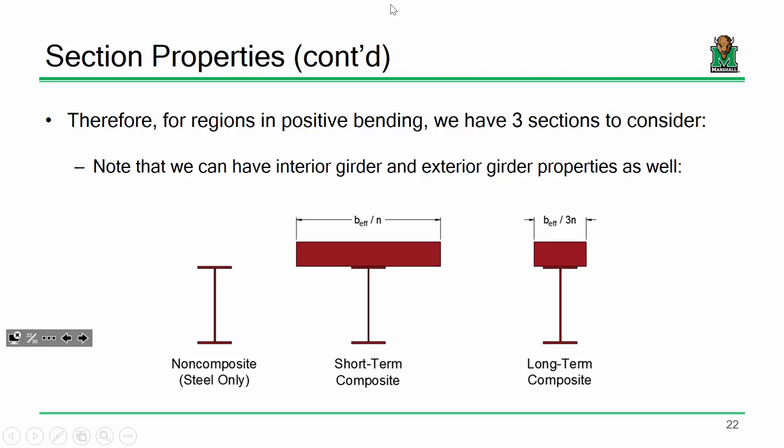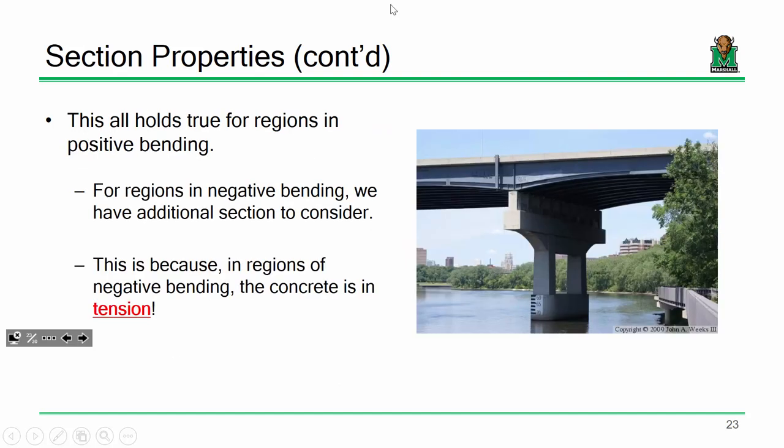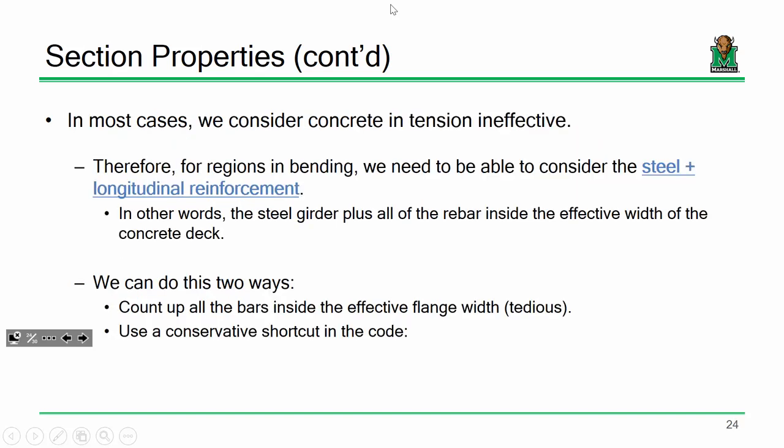All right. Now, we sort of handled most of this last time. What we didn't handle was the negative bending region, specifically these regions over the pier. Because over the pier, the bridge is bending kind of like this, so the concrete is in tension, okay? And concrete is a material that really doesn't like to be in tension. So because of that, in most cases, we can't count on that concrete deck being effective, but what we can count on is that reinforcement. So we have a fourth section that we consider for negative bending, and that's the steel plus longitudinal reinforcement.